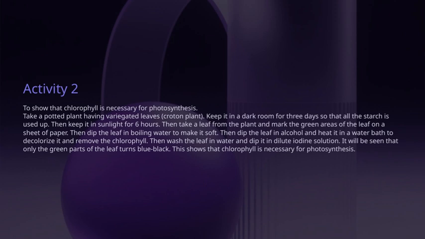I kept it in a dark room for 3 days to deplete any stored starch. After that, I exposed the plant to sunlight for about 6 hours. Then, I carefully took a leaf from the plant and marked the green areas on a sheet of paper.